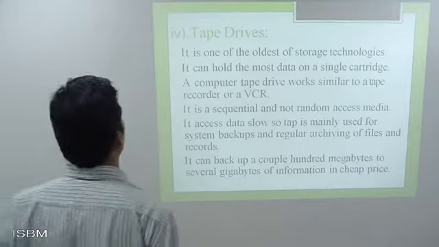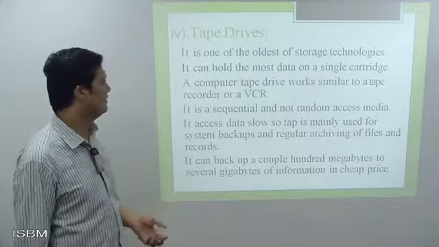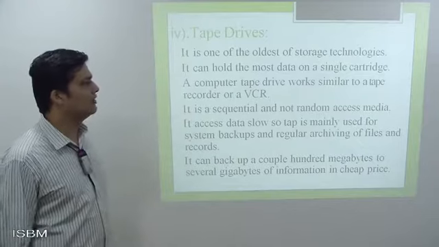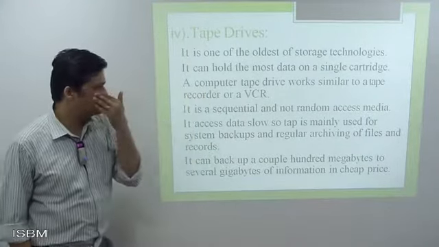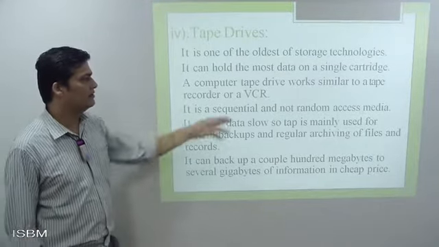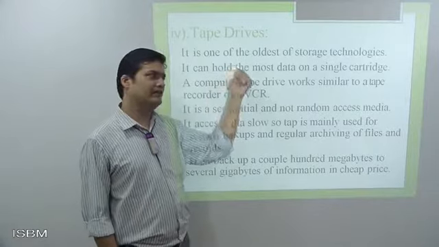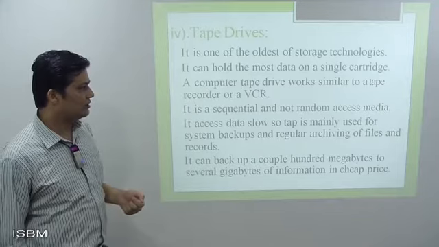Now we have tape drives. It is one of the oldest information technology storage devices, the tape drive. It can hold the most data on a single cartridge. Only a single cartridge is available over there, in which you can store data with a computer. A tape drive works similar to a tape recorder in a VCR, just like a VCR. The same way you can store the data in the tape drive. It is a sequential and not random access media.